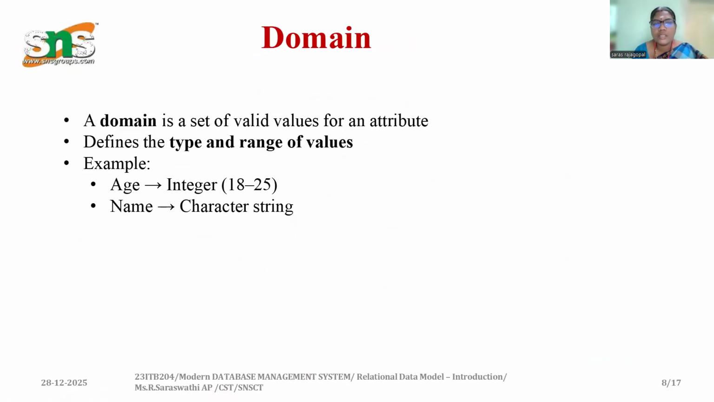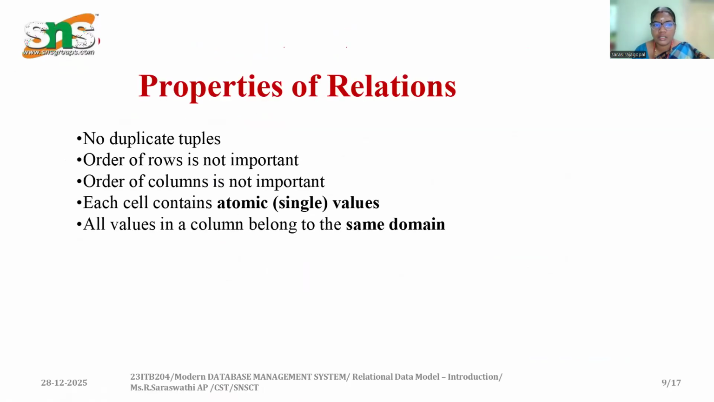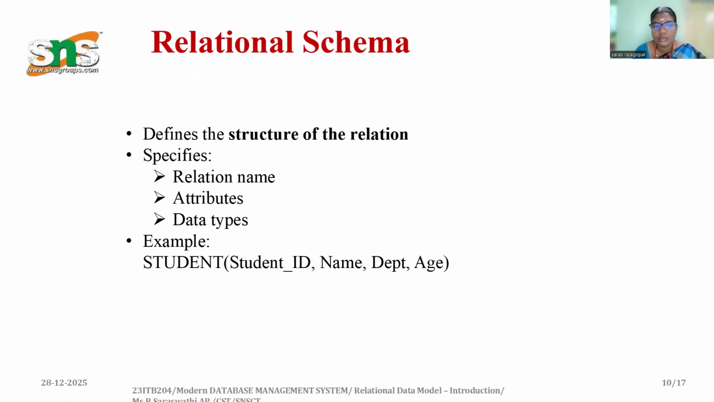Domain. A domain is a set of valid values for an attribute. It defines the type and range of values. Age is an integer and name is a character string. Relations. Each relation has a number of rows and a number of columns. The order of rows and order of columns can be any order. Each cell contains an atomic or single value. All the values in a column come from the same domain.